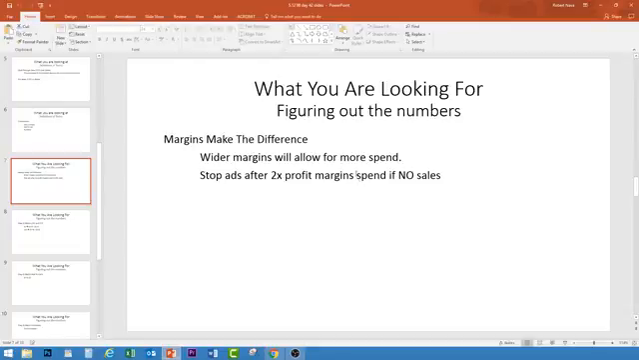Okay? So if I'm buying a product for $5 and I'm selling it for $10, my profit margin is $5. So 2 times my profit margin would be $10. So if I spend $10 and don't get any sales, I'm turning off my campaign, right? Now, what you might have already asked is, well, why would you spend 2 times your profit margin? If you're only making $5, why would you even spend $10?